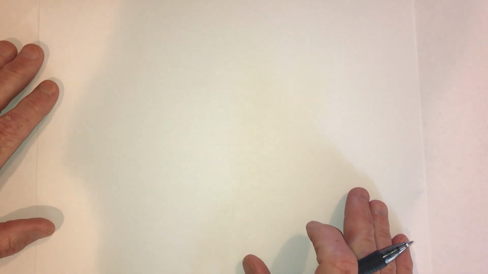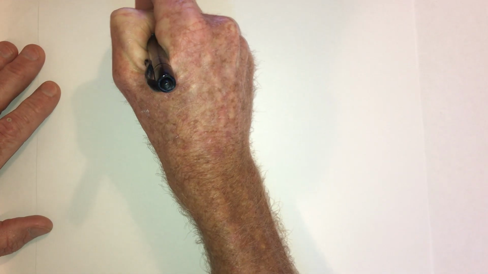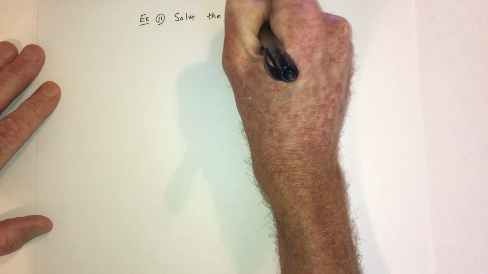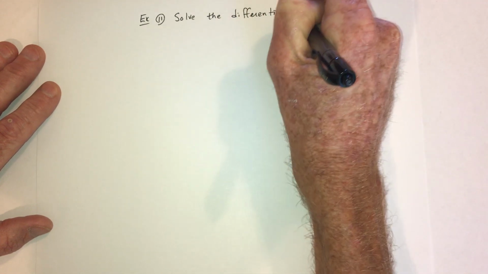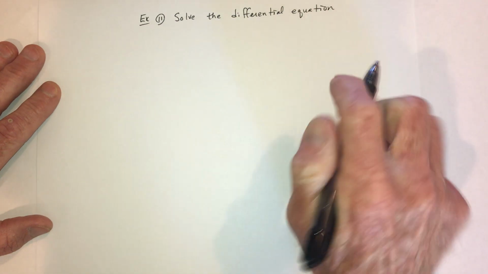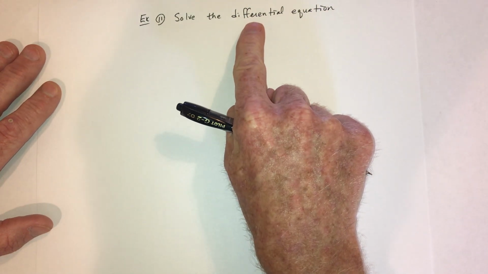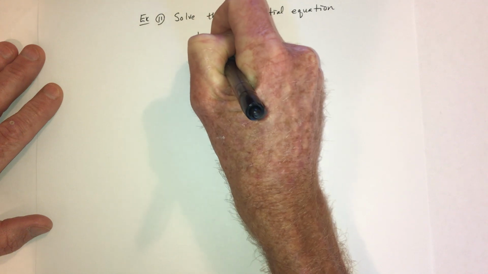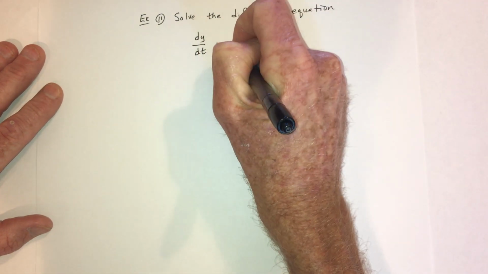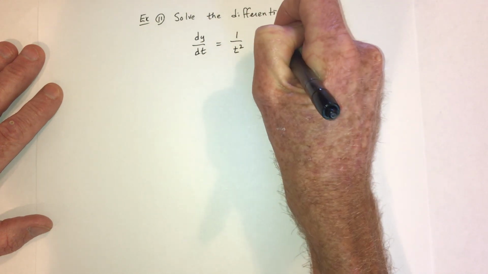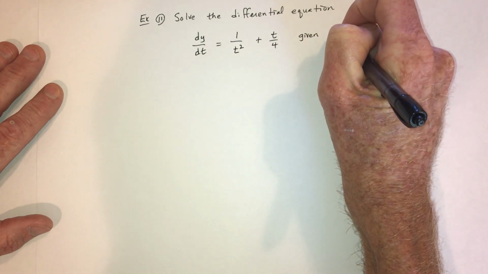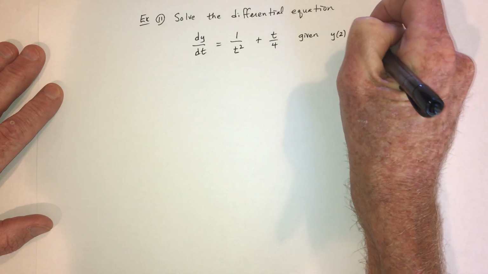So, for example, number 11, solve the differential equation. That just means an equation that has derivatives in it. And this one's going to be dy dt. So in other words, t is the variable instead of x. And then 1 over t squared plus t over 4, given that y of 2 is equal to 1.